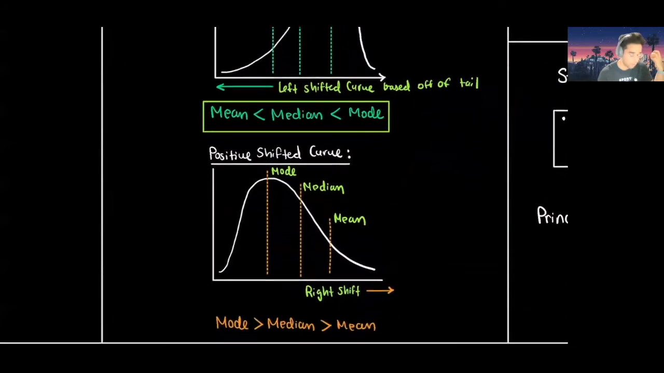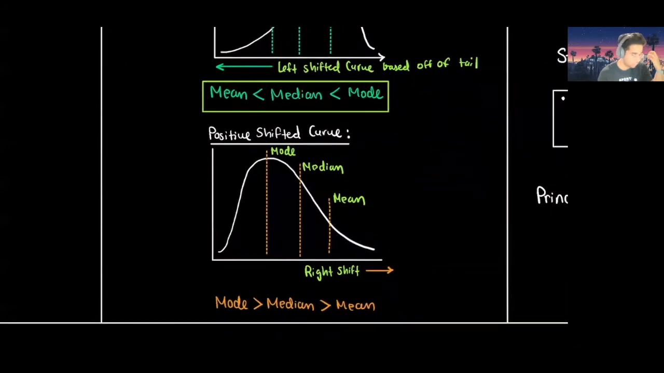And then for our right shifted or positive shifted curves, that is going to be mode being the most, as always. Median is going to be sitting right in the middle. And of course, the mean is going to predominate here. Okay, so that's essentially what you need to take away from our right shifted, left shifted curves versus normal distribution.